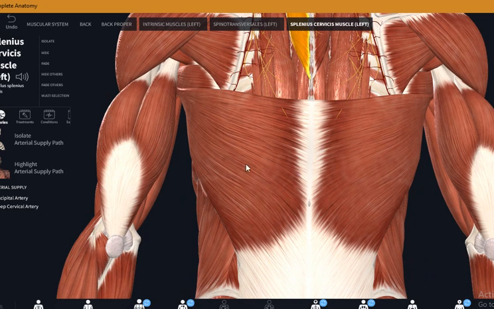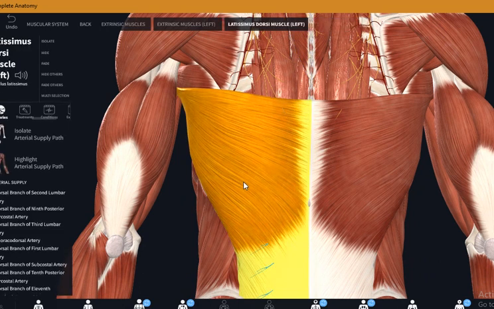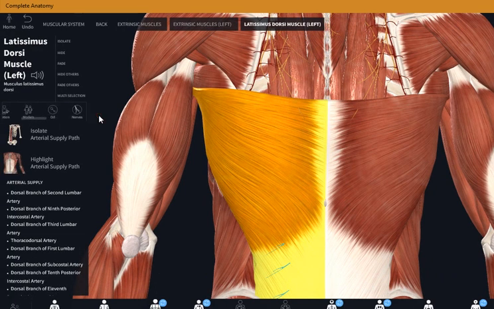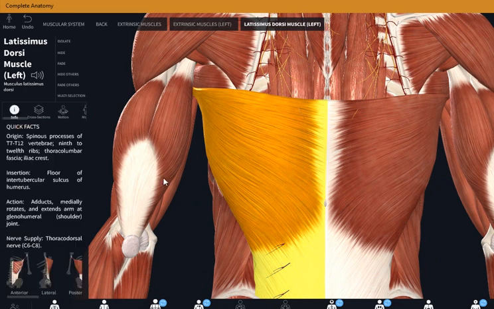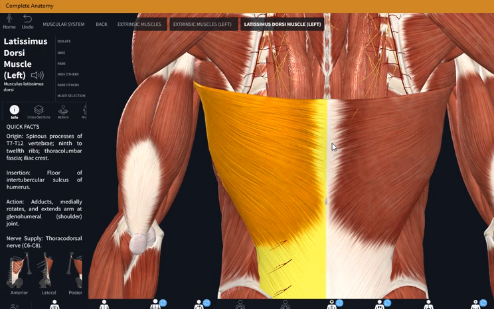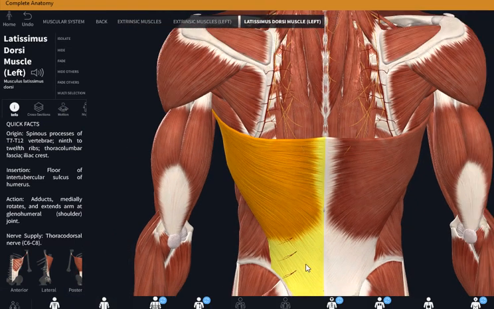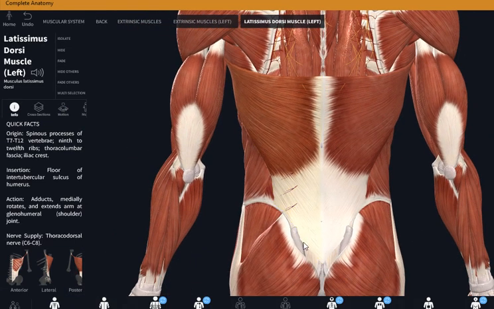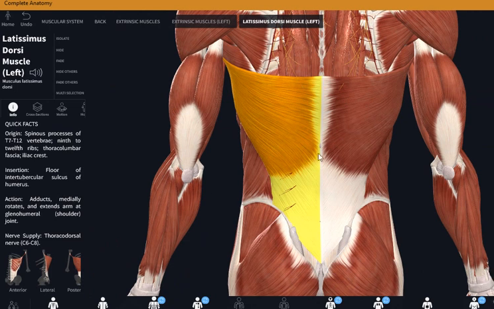So coming downward, this muscle is called latissimus dorsi, and we have information here. On the information of latissimus dorsi, we know that it's going to originate from the spinous processes of T7 to T12, and also take an origin from the iliac crest here. And the ninth rib, we have the ninth rib, and this is the thoracolumbar fascia. Also we're having an origin from the thoracolumbar fascia and the iliac crest here.